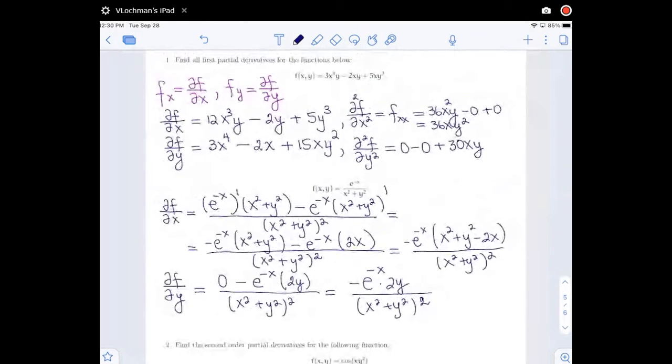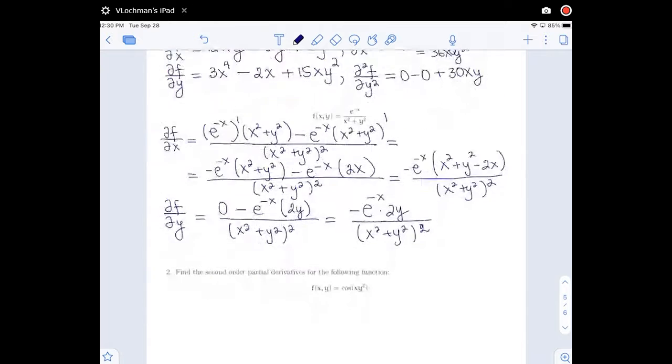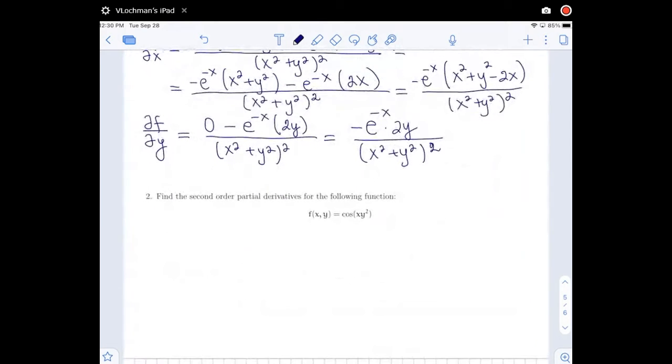So what do you guys think so far? Computing partial derivatives, just actual computations. Does that make sense? Okay. Then we have one more problem, and then we're done for today. We can do that.